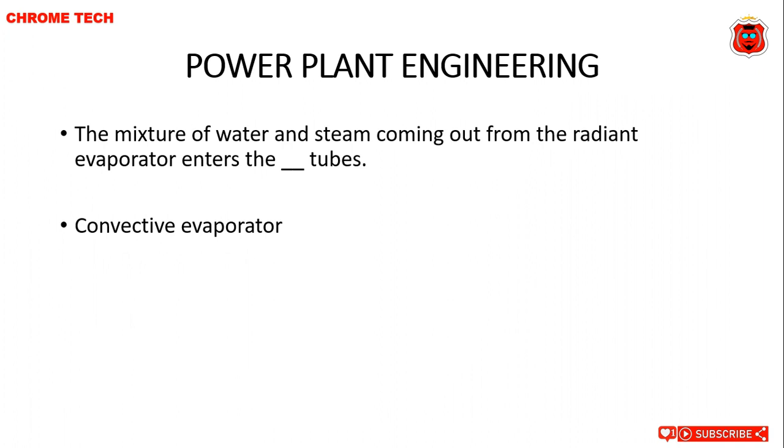First question. The mixture of water and steam coming out from the radiant evaporator enters the ____ tubes. Convective evaporator. Convective evaporator is the correct answer.